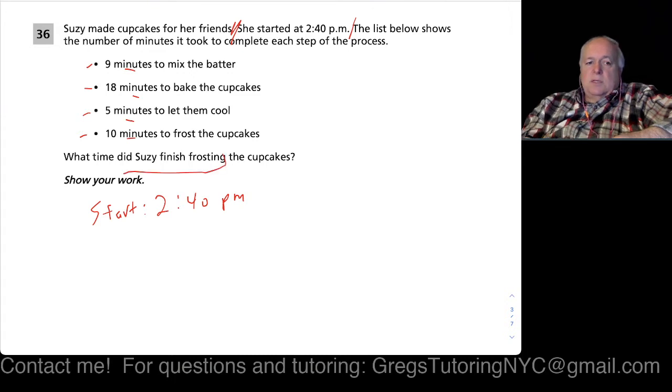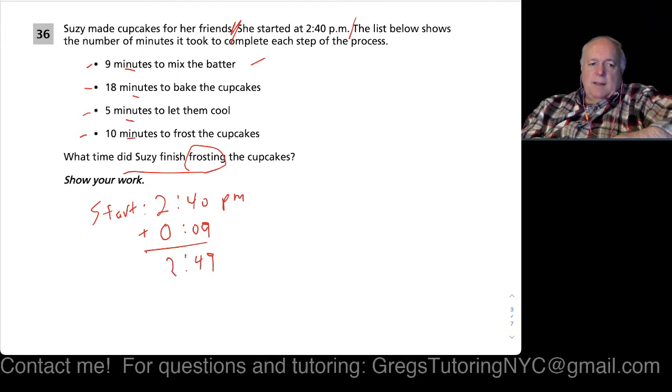Okay? So this is clearly a problem where we have to add things. So there's a couple ways to do this. We can add the 9 minutes for the batter. Okay, so let's do that. That's written sloppily. Let me erase that for 1 second. So we're going to add 0 hours and 9 minutes. So 9 plus 0 is 9. 4 plus 0 is 4. We drop down the colon, and we get 2:49.